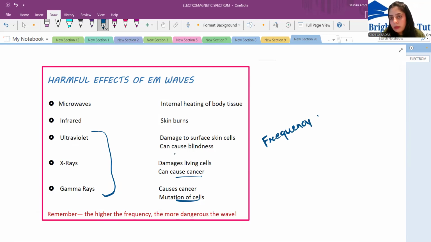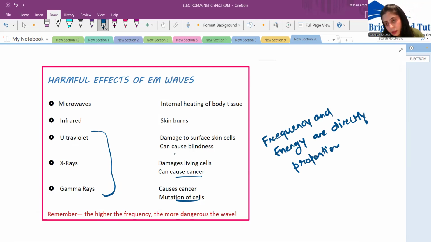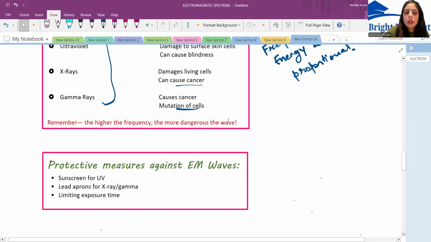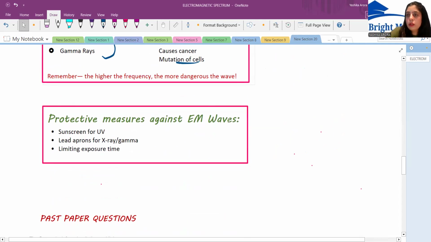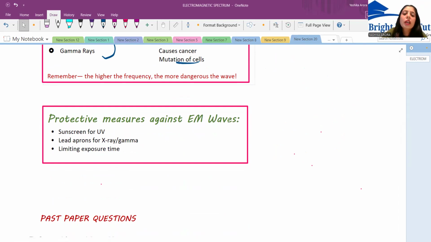Remember this also: frequency and energy are directly proportional. What do you mean by that? As the frequency of any wave increases, the energy automatically increases. Okay, then there are some protective measures which we can take against them. Obviously you can wear your sunscreen, lead aprons, or limit time exposure. That's the quite obvious one.